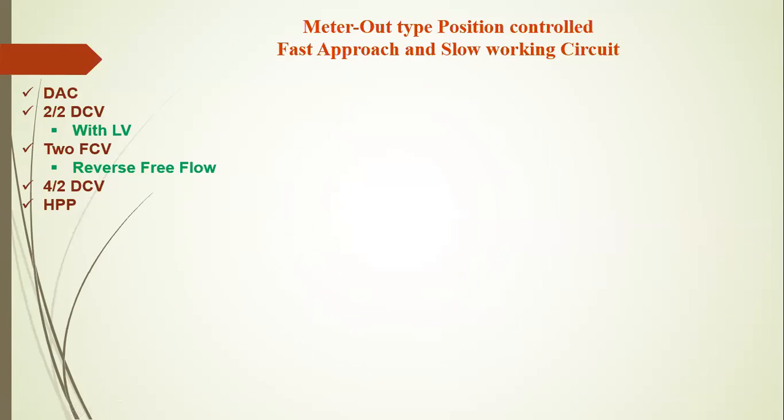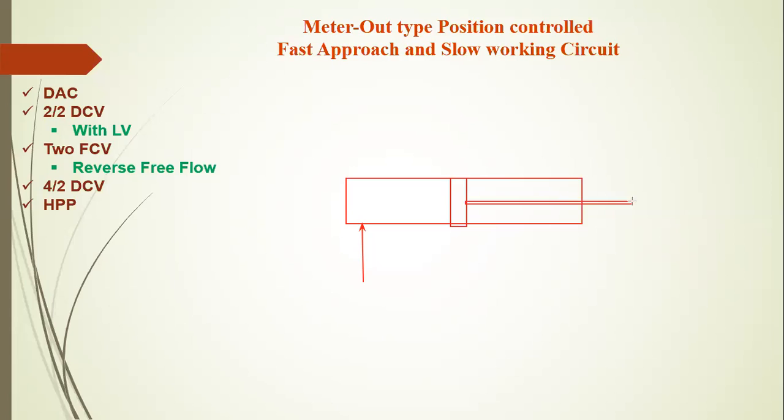For a meter out type position control, fast approach and slow working circuit. In the previous lecture we studied meter in type, and in this lecture we study meter out type. What is the difference between meter in and meter out types? Here is a double acting cylinder. If we give an additional attachment at this point, it is called a meter in circuit.